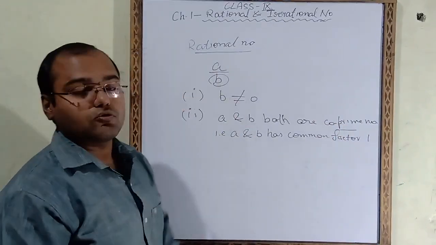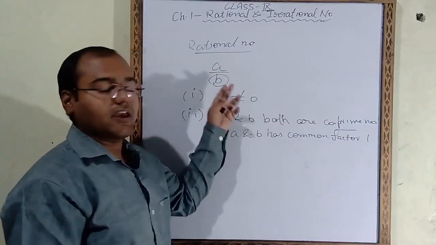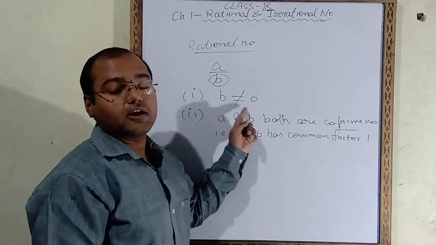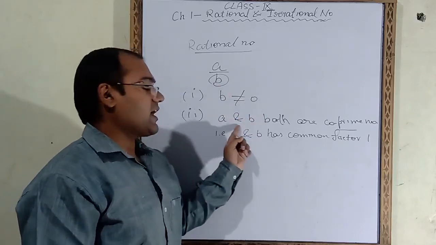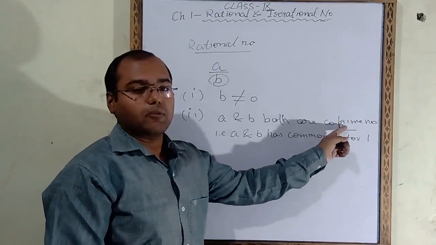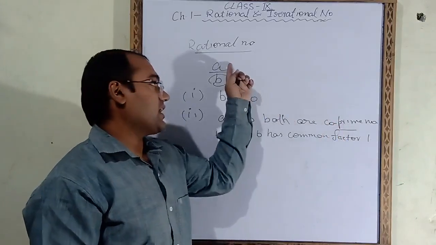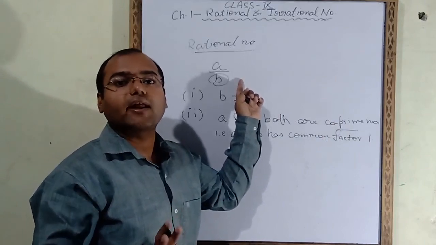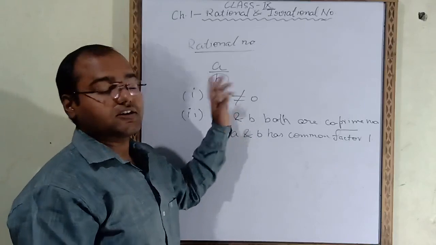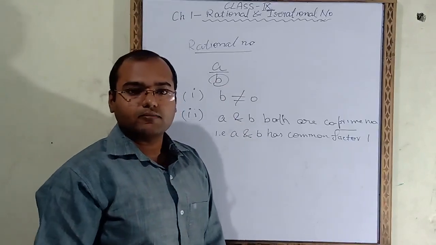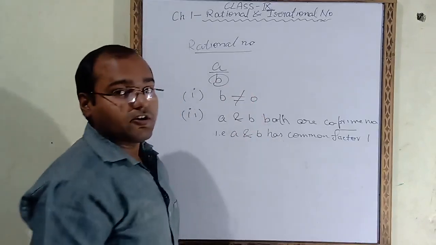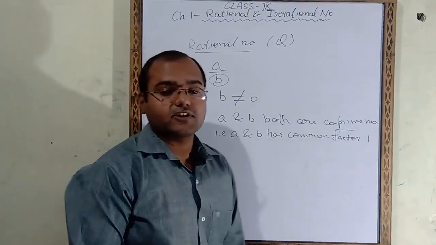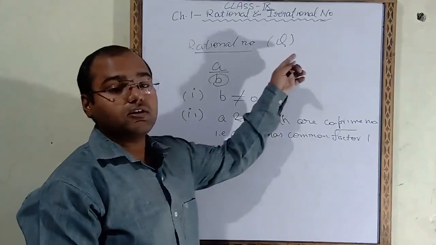So what are rational numbers? Those numbers that can be expressed in the form of a upon b, such that the denominator b should not be equal to 0 and a and b are both co-prime numbers. Co-prime means a and b must not have any common factor except 1. Then such numbers are called rational numbers. We denote rational numbers with the symbol Q. How will we represent rational numbers? With Q.